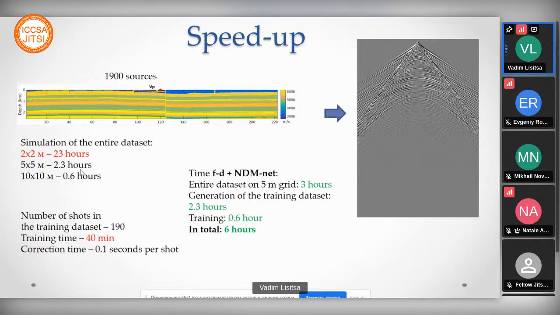But now what we decided to do is to see if we can optimize the training data set, to reduce the number of source positions in it and reduce the computational time. Because if you just take a look at this representation, generation of the training data set took us approximately the same time as the simulation of the entire data set using the coarse mesh. That's why it's quite important to reduce the training data set and see what would happen.